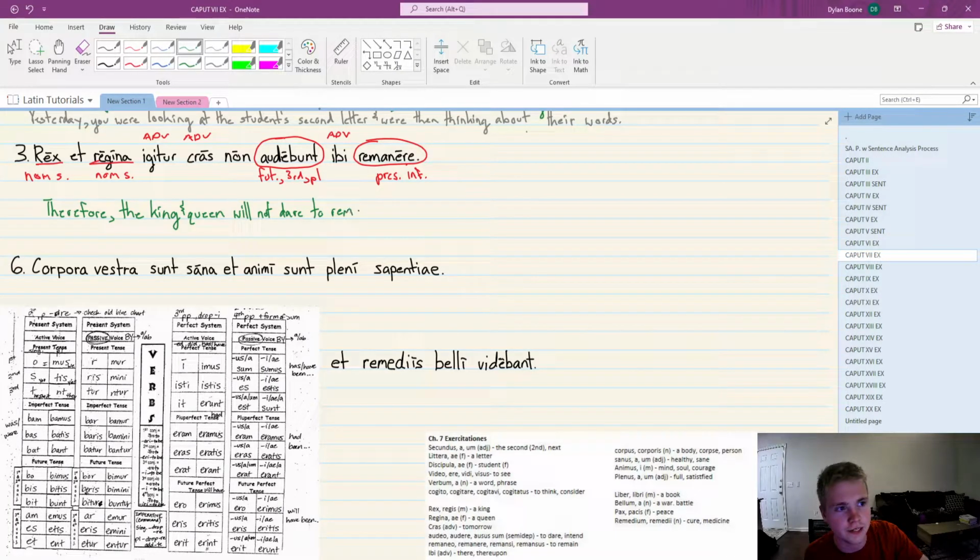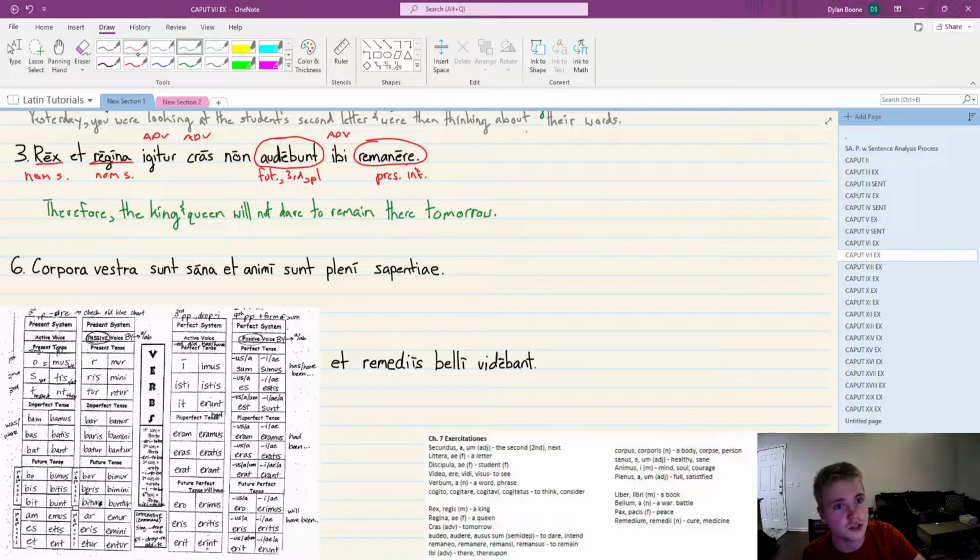And here you just kind of have to play around with where you're going to put your adverbs. So ibi means there, at that place. There. Cras, tomorrow. Right? To procrastinate is to put something off to tomorrow. All right. So yeah. So rex is a third declension noun, right? Even though we didn't really define what case it was in, because we knew it was nominative. It's a third declension noun.